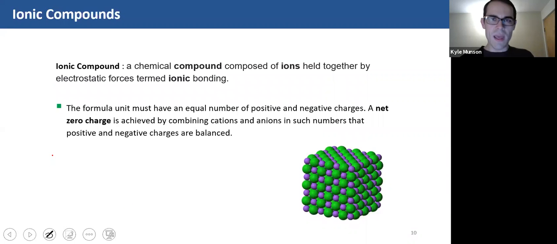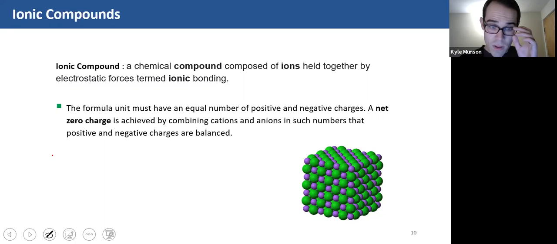And so an ionic compound, we've already talked about this a little bit, is a chemical compound composed of ions held together by electrostatic forces called ionic bonds. And we talked about how in ionic bonding, there's a stealing of electrons, like with sodium chloride here. The sodium gives an electron, the chlorine takes an electron, becomes a chloride ion. So that was in a previous section we talked about in chemical bonding.